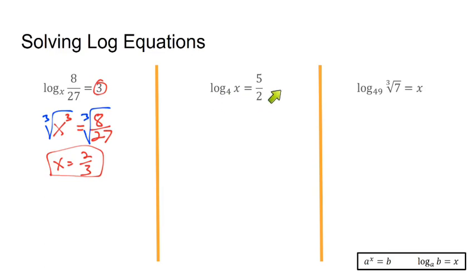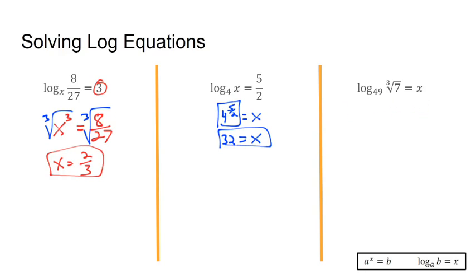Once again, I'm going to rewrite this logarithmic form into exponential form. So it's going to be 4 to the 5 halves equals x. Okay, great thing about this is there's nothing you really solve. I can just take 4 to the 5 halves and punch it into my calculator. And that's going to give us a 32. That's the solution to that equation. Let's look at our last one.